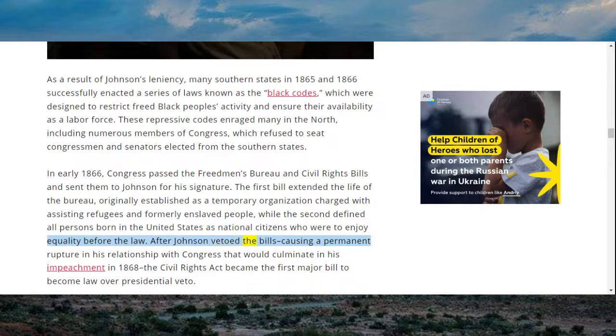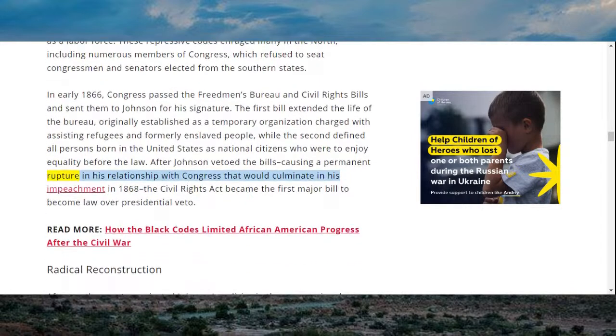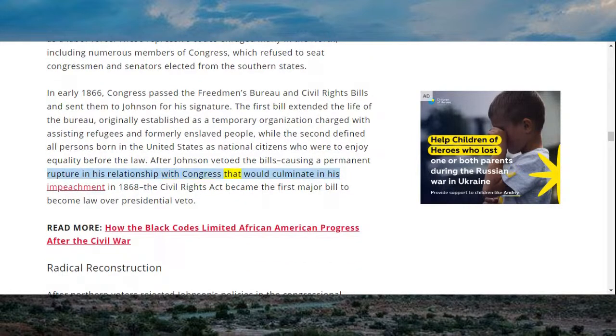After Johnson vetoed the bills, causing a permanent rupture in his relationship with Congress that would culminate in his impeachment in 1868, the Civil Rights Act became the first major bill to become law over presidential veto.